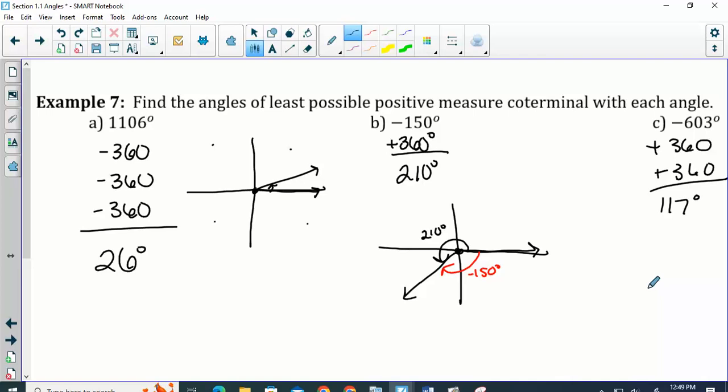Alright. Any questions with this? Would our arrow always be going clockwise? If you draw the final coterminal angle, yes. Now, if you drew the original, then that would have been going the other direction.